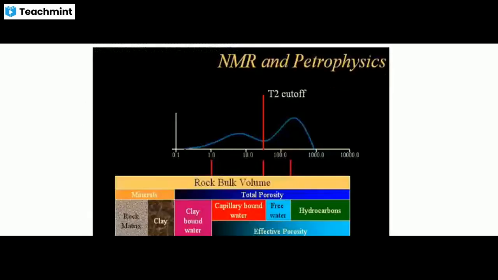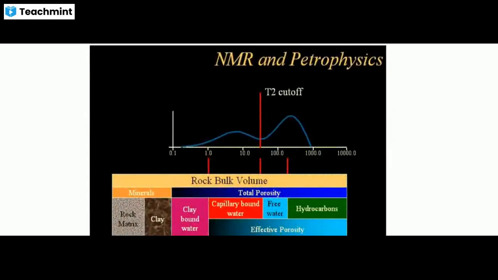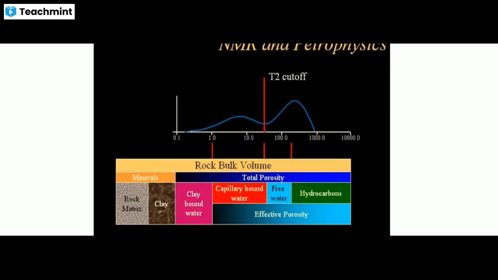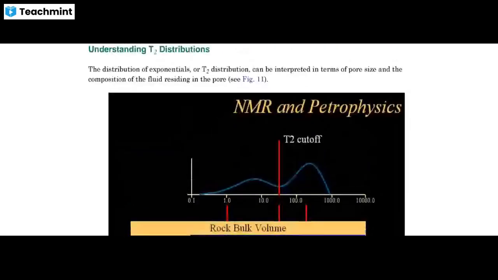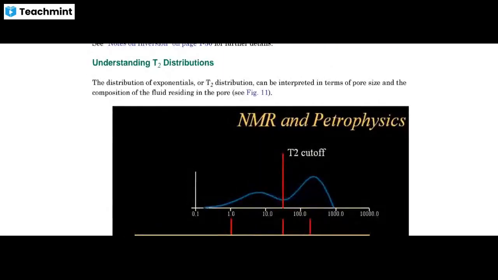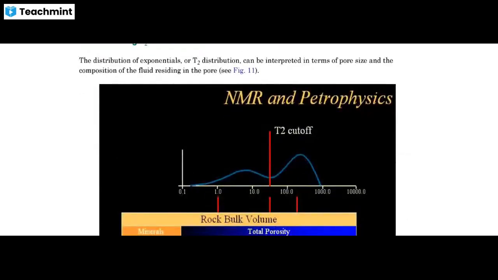So NMR and petrophysics. You can see here rock bulk volume, total porosity, then minerals, rock matrix, clay bound water, capillary bound water, free water and hydrocarbons. So that is your effective porosity. Understanding T2 distributions is shown in the following diagram.